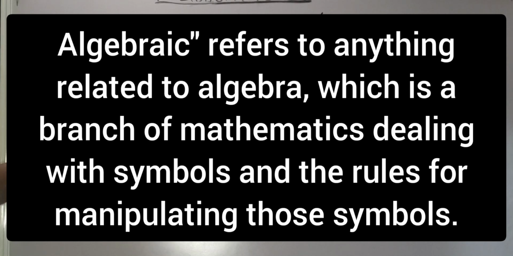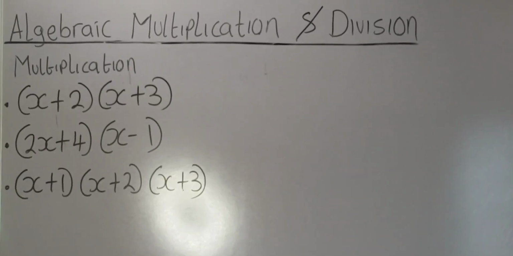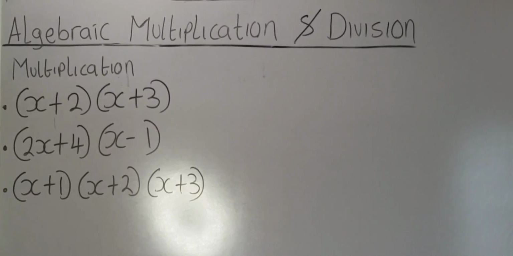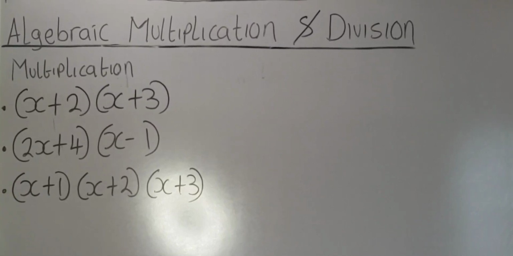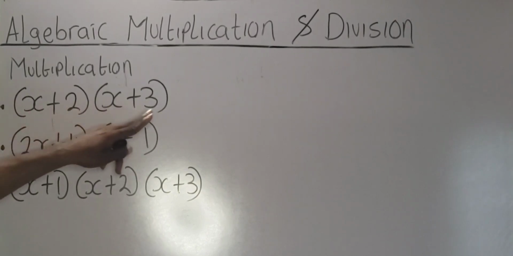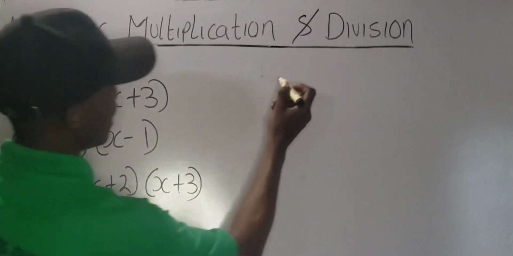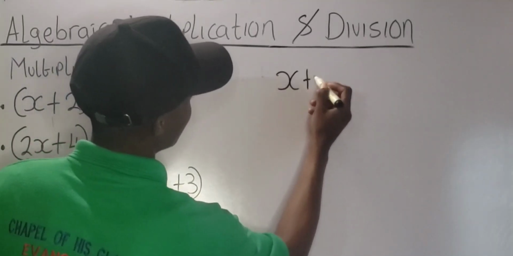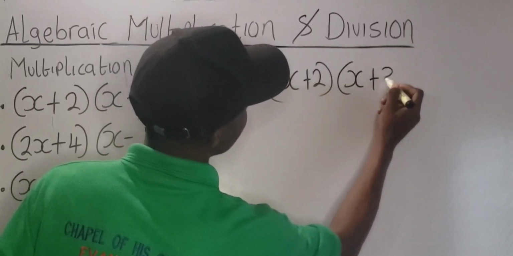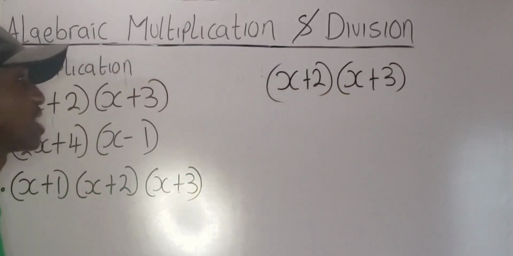You understand? Okay? Let's start with the algebraic multiplication. We are asked to find the product of the following example. Let's start with the first example: x plus 2 multiplied by x plus 3. That is the first example.